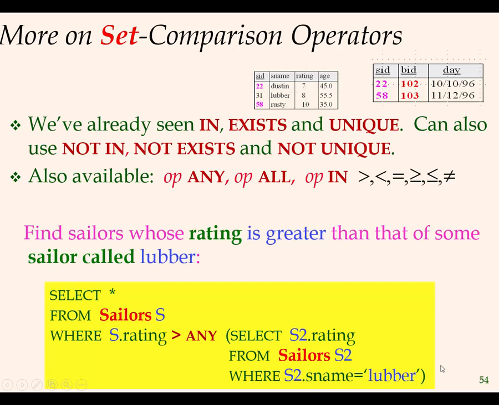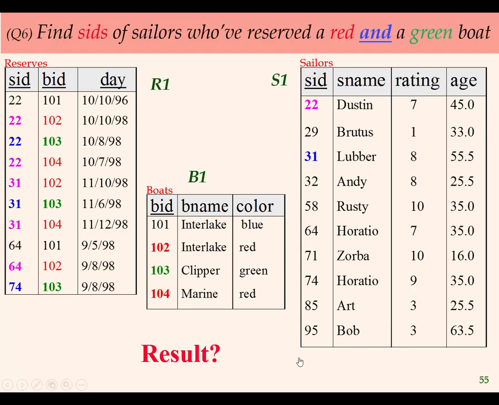So again, let's look at the inner query. And I'm going to select the rating from sailors for Lubber. And then I'm going to return everything from sailors that have a rating greater than ANY. So that's op ANY. Op can be greater, less, equal, greater or equal, less or equal, or not equal. So here's the operation greater than. That is pretty cool, isn't it?